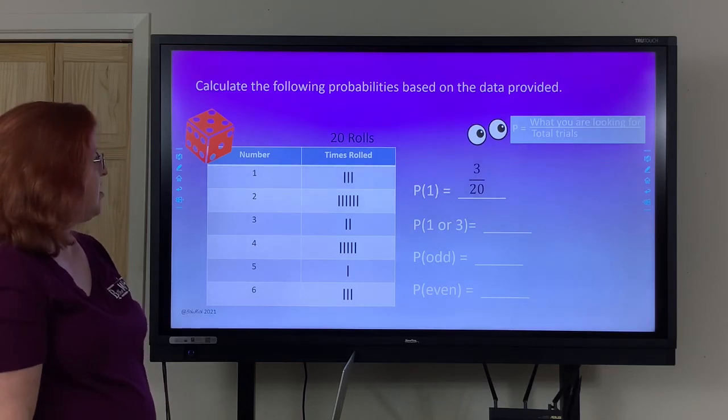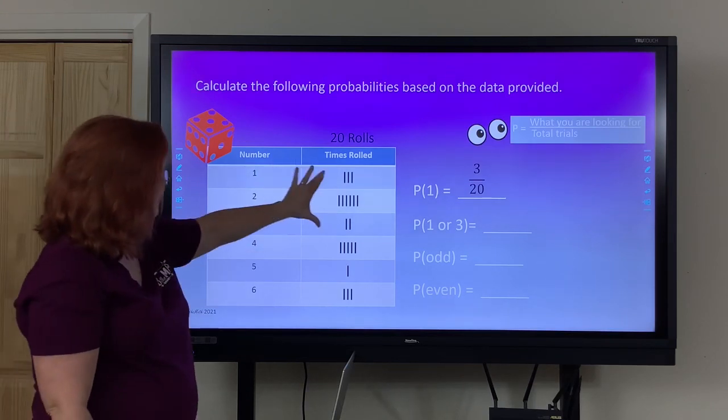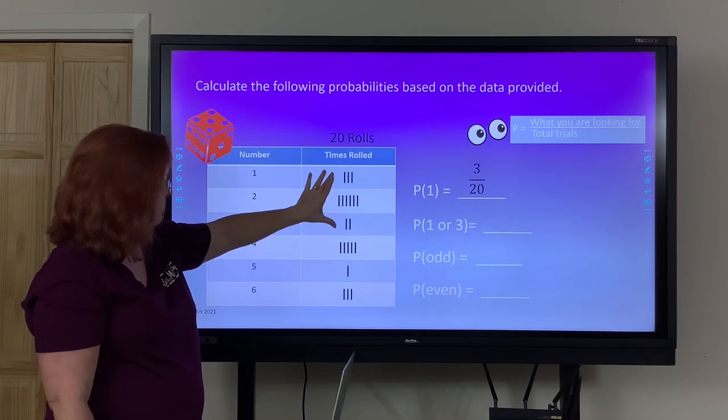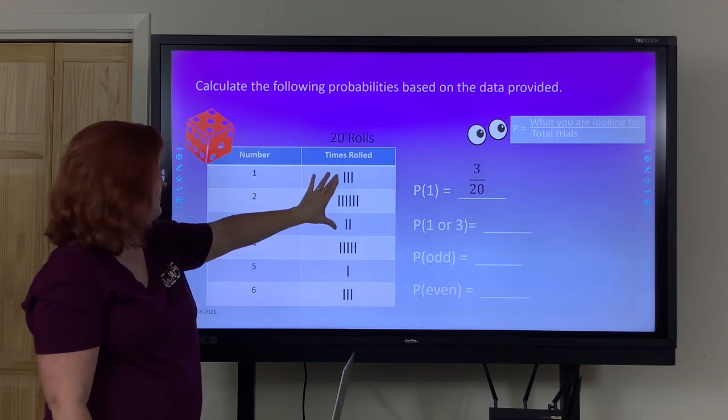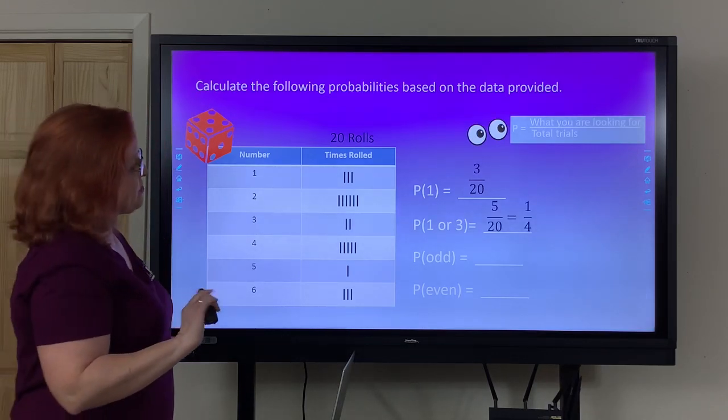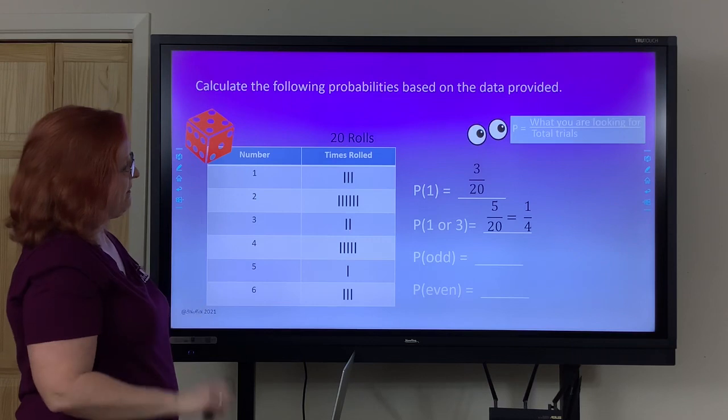or we landed on a 1 3 times. All right, a 1 or a 3, again, you count all of those, both of them. So 3 for the 1s and 2 for the 3. So 3 and 2 is 5. So we landed 5 out of 20 times, which would reduce to be 1/4.